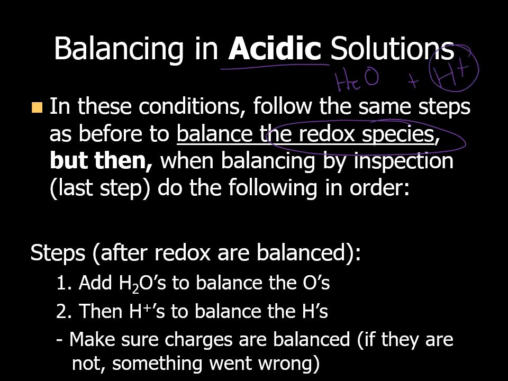So what we're going to do is add in water and hydrogen ions in order to complete the chemical reaction. We're going to add the waters first in order to get the number of oxygens to balance, and then we're going to add in hydrogen ions to get the hydrogens in the equation to balance. And again, by that point, once we have done that, all of the atoms should be balanced.